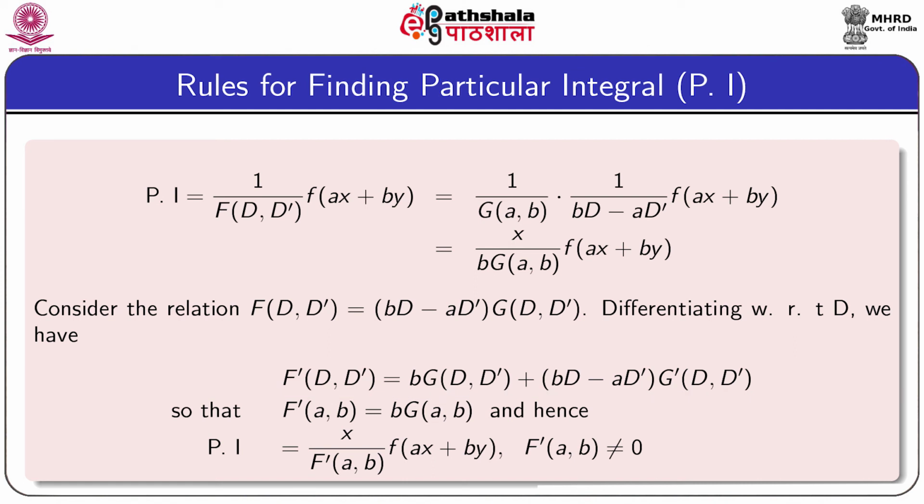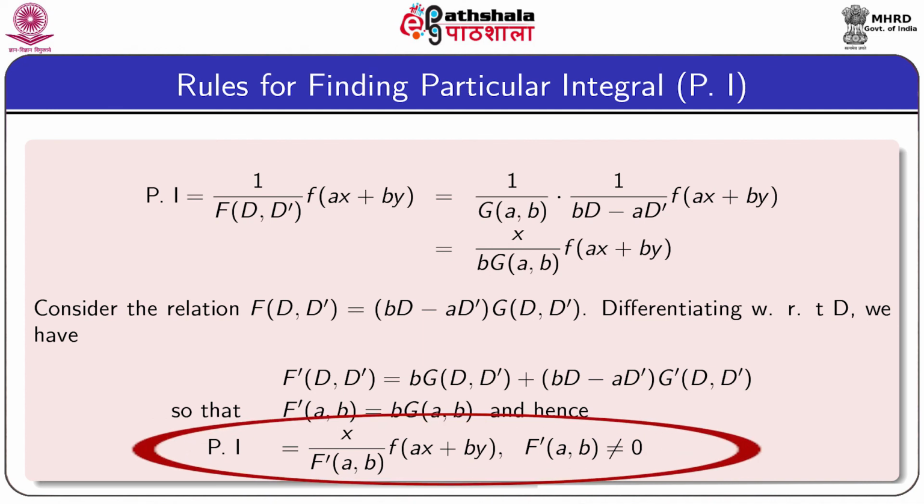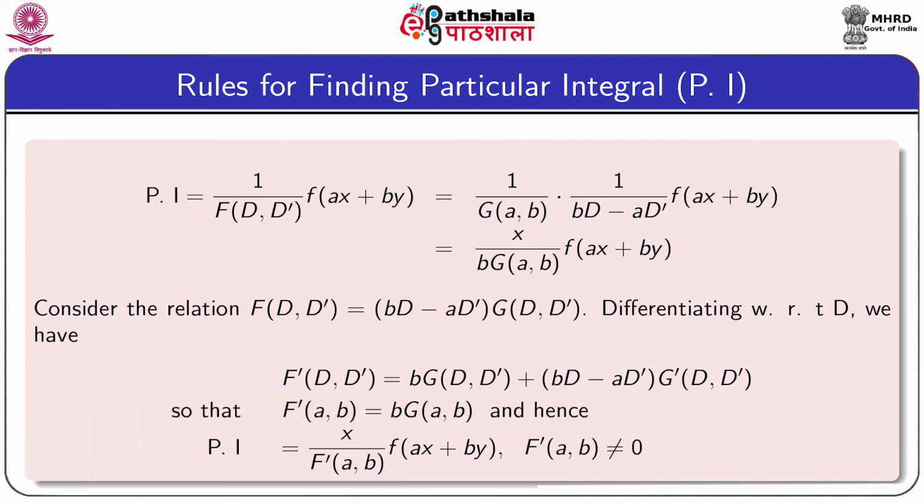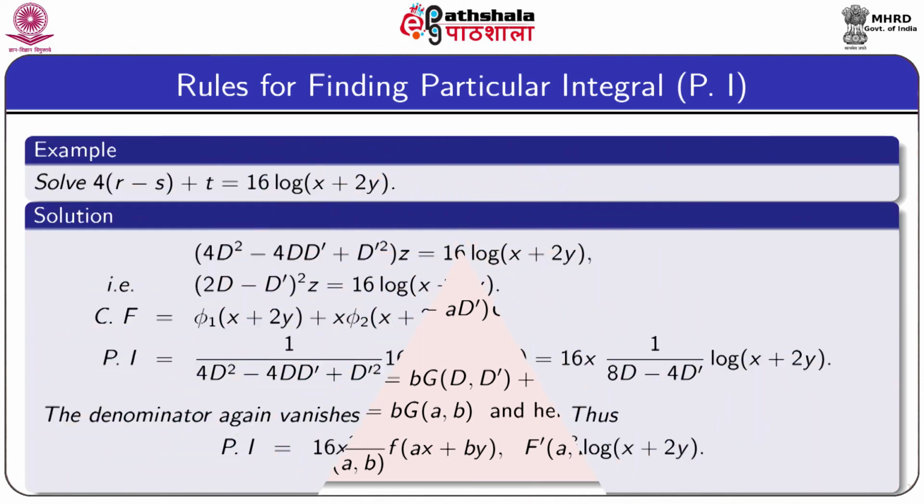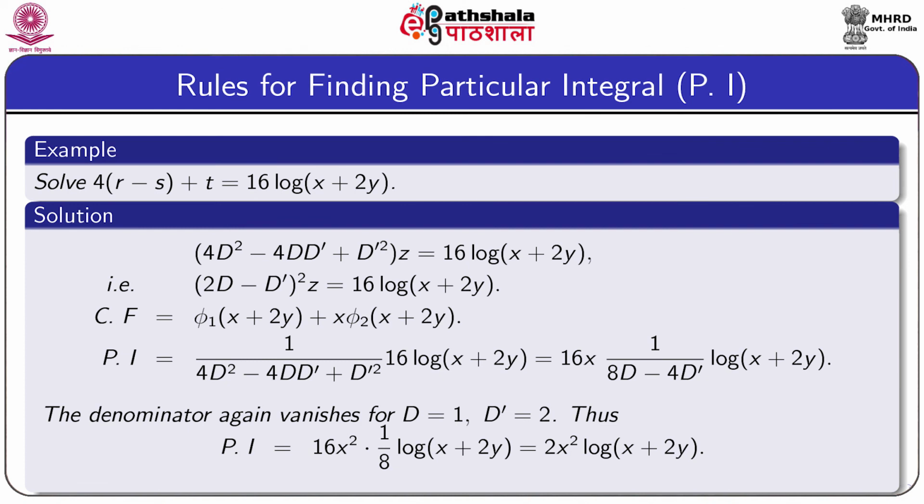So, F dash(a, b) is equal to b into g(a, b). So, the particular integral becomes x by F dash(a, b) into f(x plus by). So, here b into g is replaced by F dash, provided F dash(a, b) is not equal to 0. Now, we shall illustrate that idea using this example.